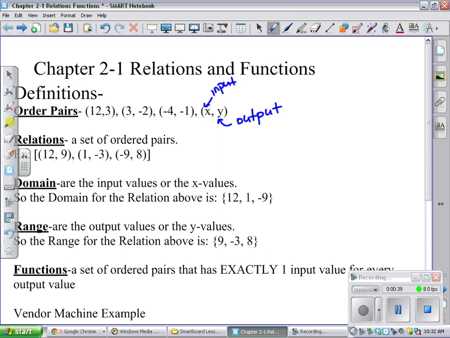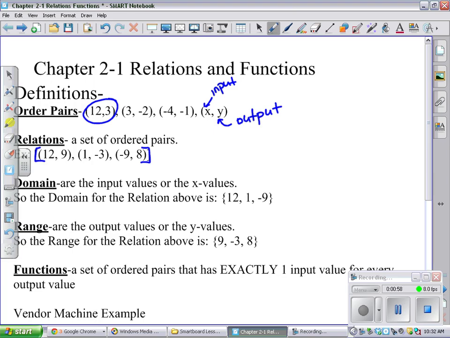A relation is just a set of ordered pairs. So basically, there's more than one. An ordered pair typically is one by itself, so that's an ordered pair. A relation is a set of ordered pairs. There's like a block of them, like we have here.